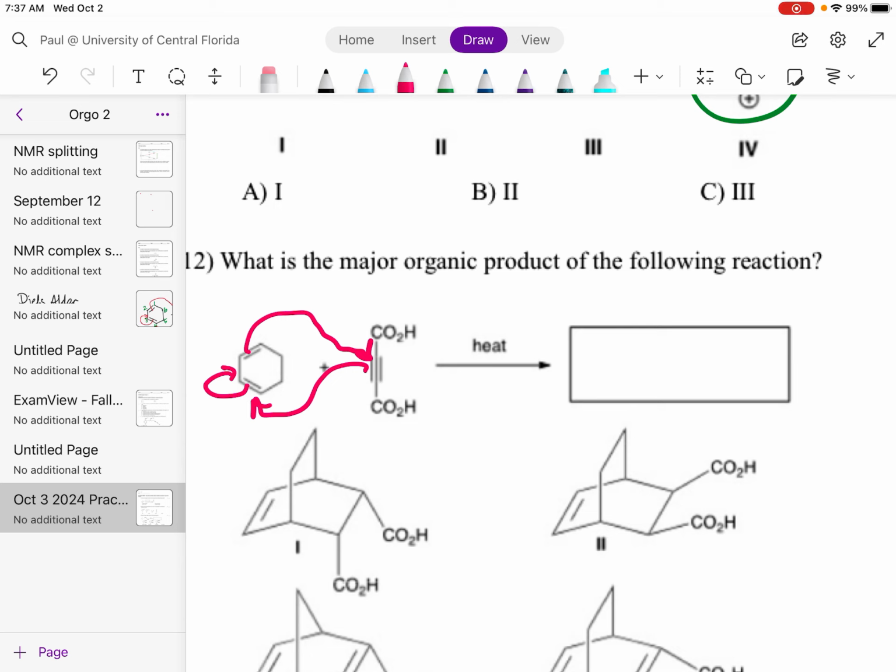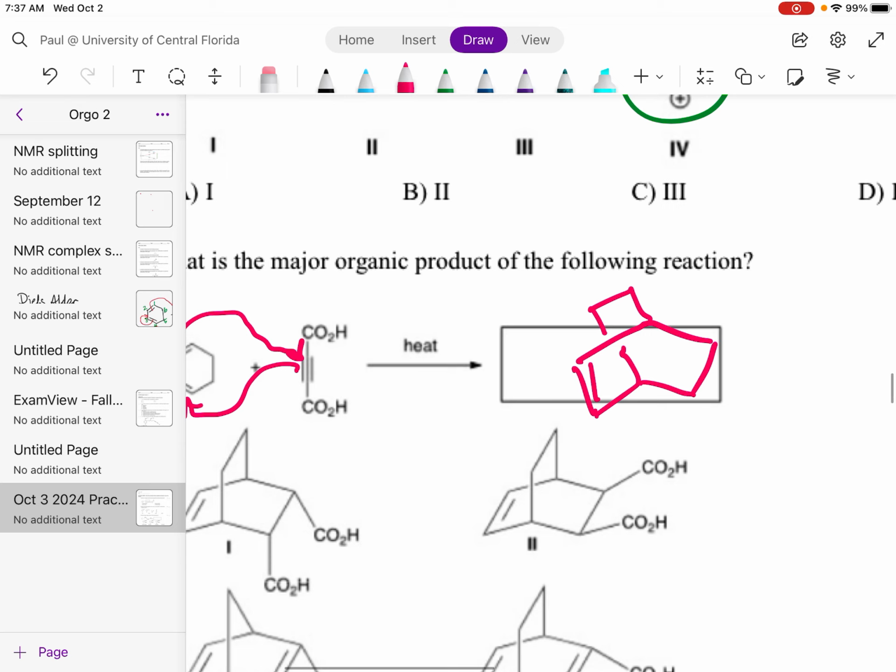And so if we just draw our product without looking at the answer choices, what would it have to be? It would have to be something like this. Double bond there. We have those carbons right here. Those guys are those two right there. And then those two carbons are those guys right there. But when you look at my mechanism, I only used one of the two pi bonds, so there's still a double bond right there. And then the carboxylic acids right there, they're going to be endo or exo? They would have to be endo. Like that. Endo.